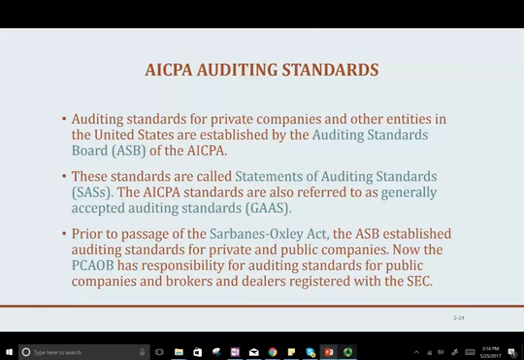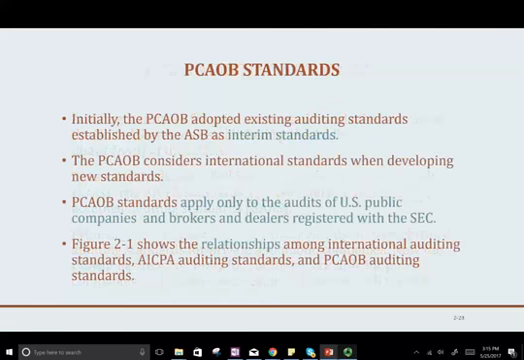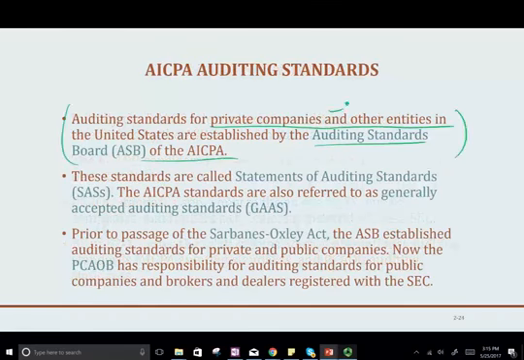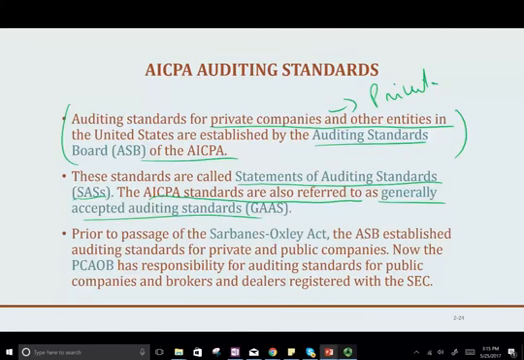Okay. So auditing standards for private companies and other entities in the US are established by the Auditing Standards Board, which is ASB, of the AICPA. Obviously, this statement deals with private companies, and we already talked about this. And remember, the private companies are converging with the international standard. These standards are called Statements on Auditing Standards, SAS, which we already talked about. This is the third time. The AICPA standards are also referred to as GAAS, Generally Accepted Auditing Standards.